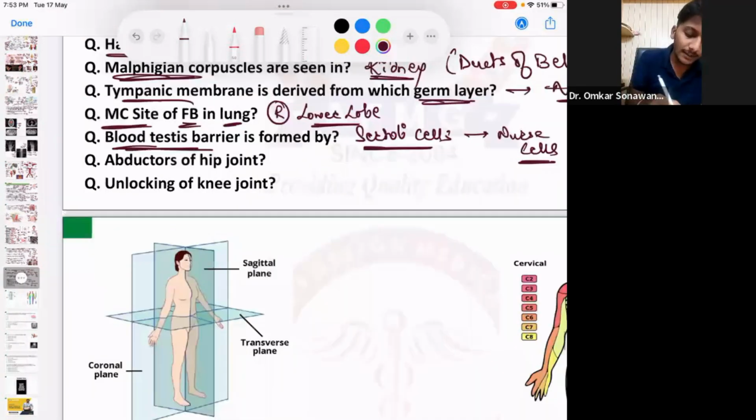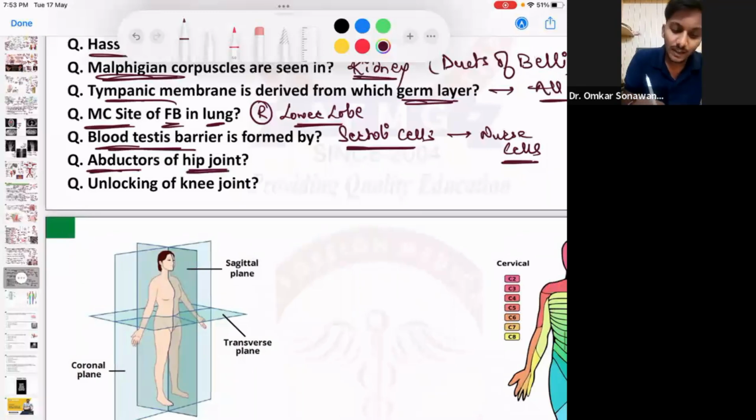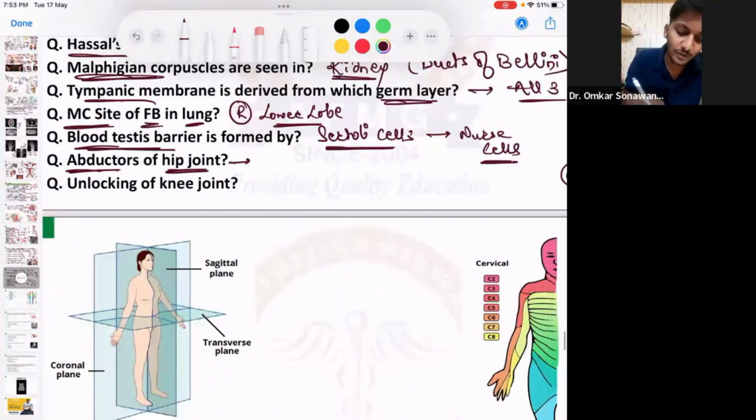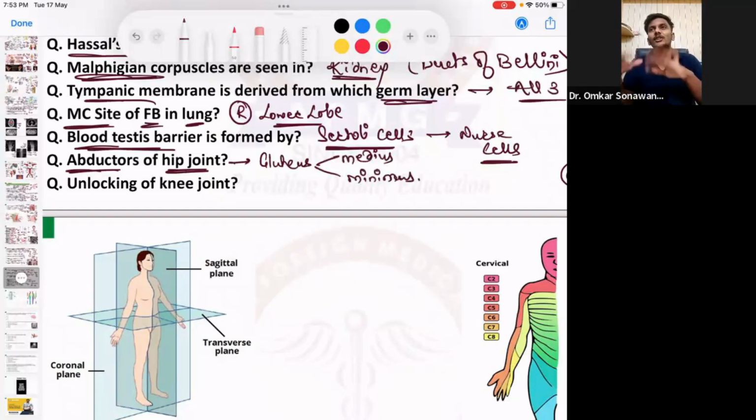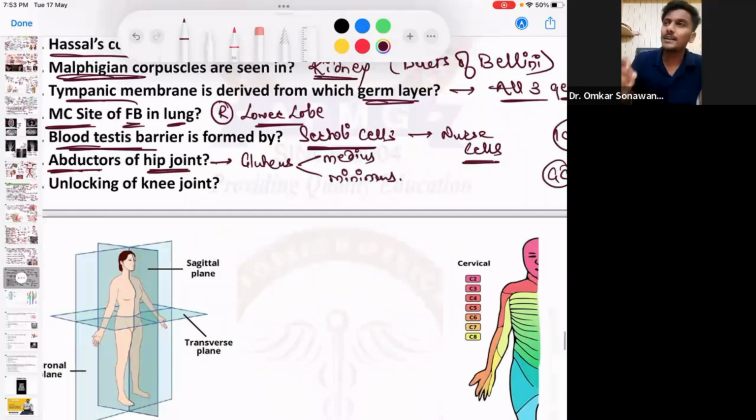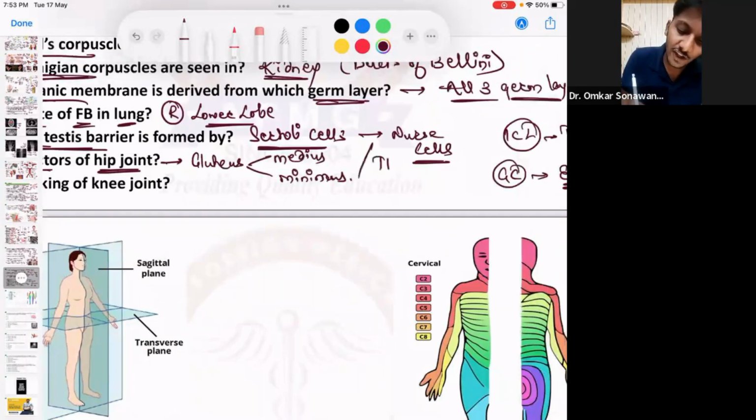Remember, abductors of the hip joint. Three things quickly. Sartorius has a small role, but it is not the main abductor; it is an accessory abductor. The main abductors of the hip joint are gluteus medius and gluteus minimus, along with tensor fascia lata.